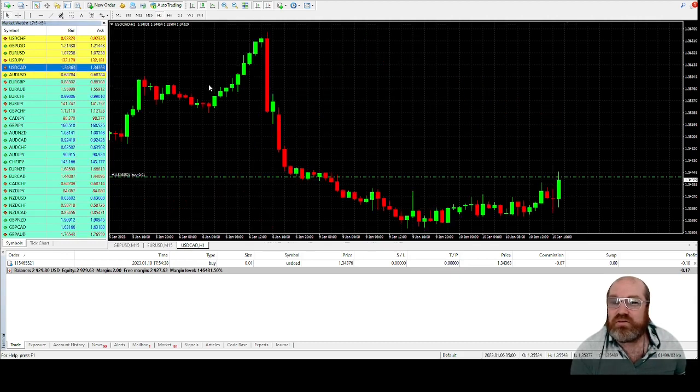USD CAD. And yes, I think I like the trade. Of course it's exactly on resistance there. Maybe not the best trade, but let's see. I will not judge it yet.